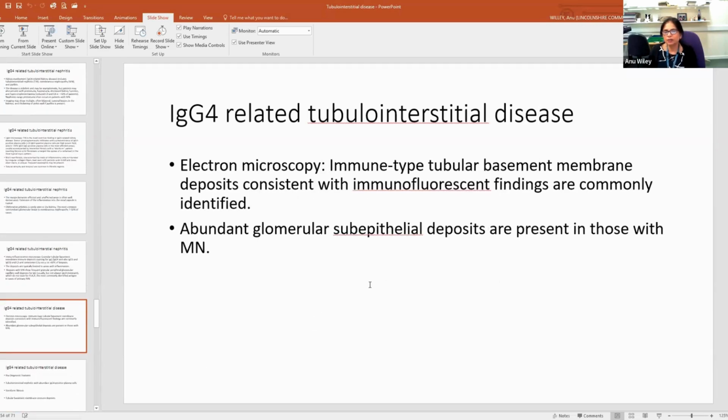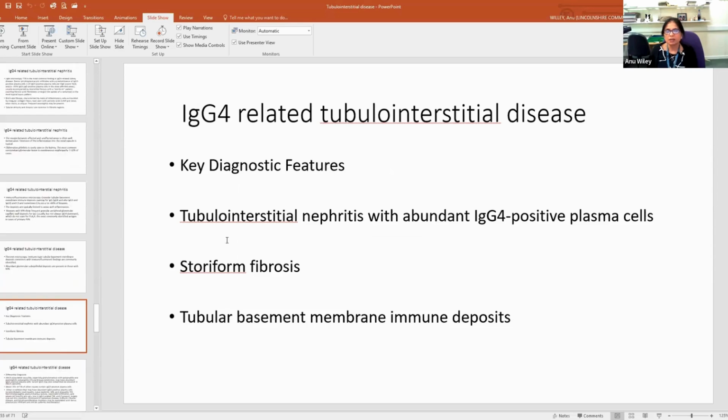On electron microscopy, immune-type tubular basement membrane deposits will be seen, which will be in keeping with what you were seeing on immunofluorescence. And if the patient has membranous nephropathy, obviously you will see large numbers of subepithelial deposits. Key diagnostic features: TIN with abundant IgG4 plasma cells, storiform fibrosis, and presence of tubular basement membrane immune deposits.